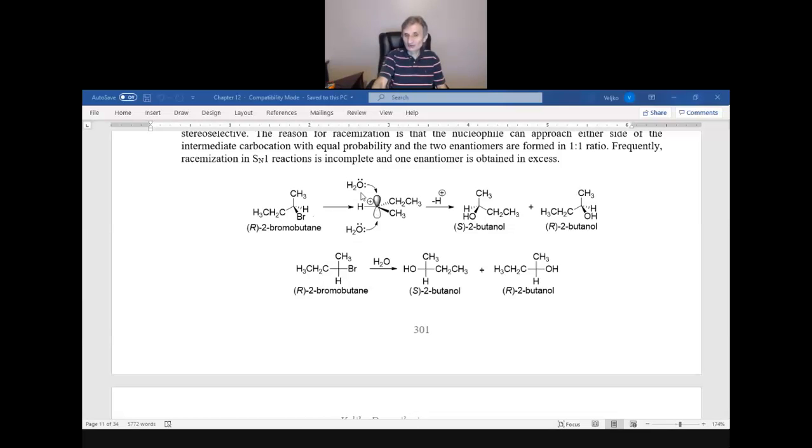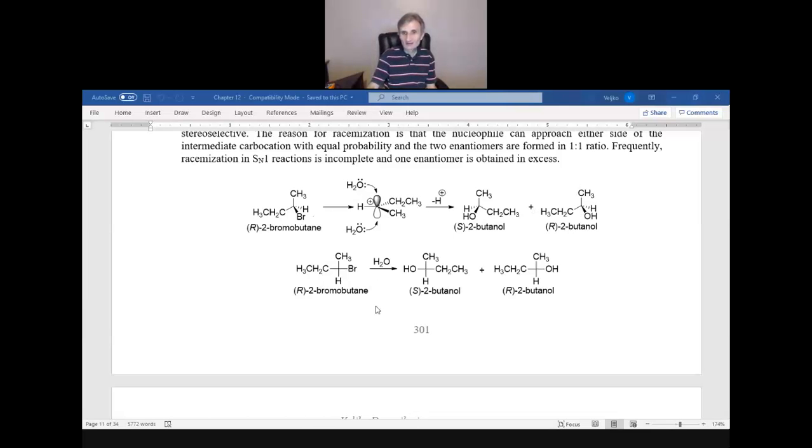So 50% of the water molecules will approach from the bottom to give S-2-butanol and 50% from the top to give R-2-butanol. Actually, let's see. No, I made a mistake. This S would be from the bottom approach. My memory is a bit going. Bottom approach, you can make models and convince yourself of that. Bottom approach gives S in this case, and approach from the top gives R. But either way, bottom and top are 50-50, so we get a racemic mixture.